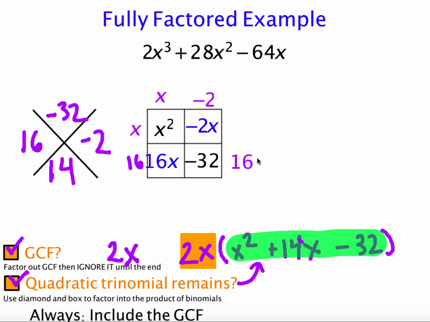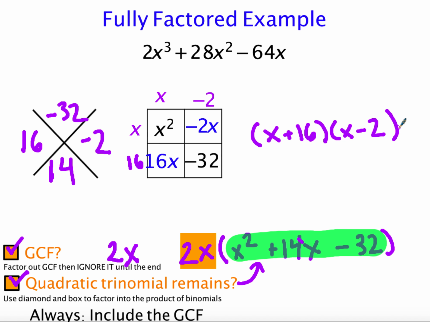Because I'm immediately able to identify the two binomial factors just from the diamond. So the two binomial factors of x squared plus 14x minus 32 are x plus 16 times x minus 2, or you could write it the other way. But I can get that right from the original diamond. And that's the case when there isn't a coefficient in front of the x squared, or the coefficient is 1. So you can use the box, but we really did not need to use the box in this case, since we had a coefficient in front of the x squared of 1.